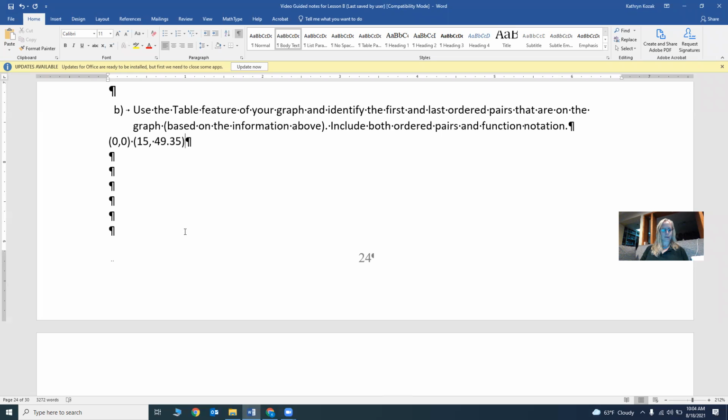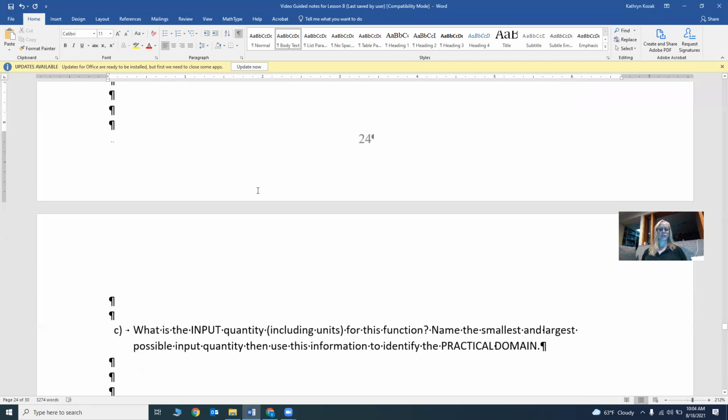I can also write this in function notation. Function notation would be the function is C. So C of G, C of 0 is, because G is 0 in this case, would be 0. And my other one would be C of 15. That's again my G value. And that equals 49.35. So there's my ordered pairs in both ordered pair notation and function notation.